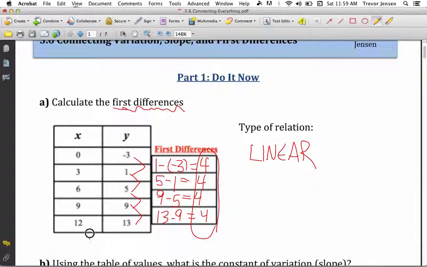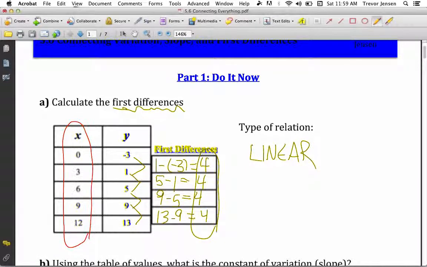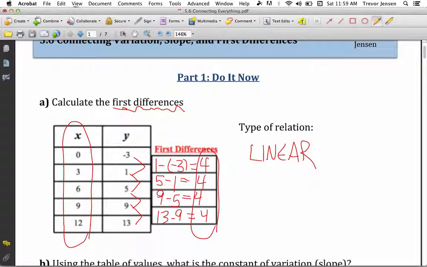Keep in mind, the only time you can use first differences to classify a relation is if the x values are evenly spaced as well. In this table of values, the x values go from 0 to 3 to 6 to 9 to 12. So those x values are evenly spaced. They go up by 3 each time. That's why we're allowed to use first differences to classify the relation. If the x values aren't evenly spaced, you can't use the table of values to do this method.